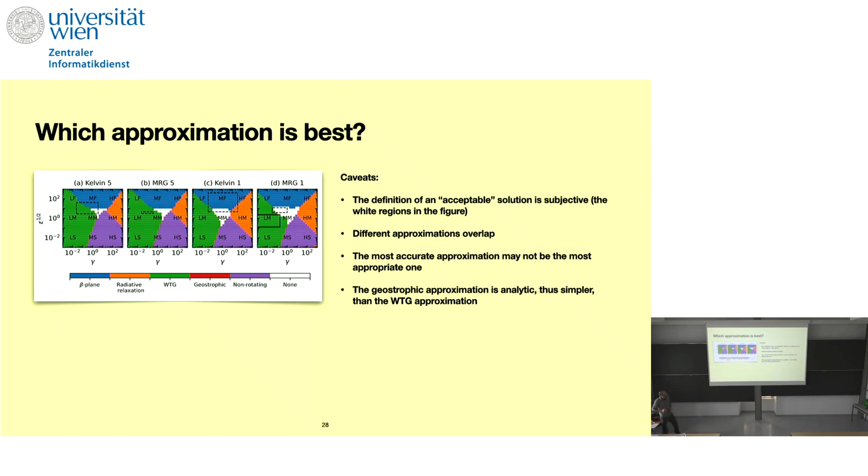An additional caveat here is that the most accurate approximation may not be the most appropriate one. By that I mean that we did consider the geostrophic approximation, but you can see that it doesn't appear here. It turns out that the weak temperature gradient approximation is more accurate than the geostrophic one, but the geostrophic one was simple. So maybe it would be.